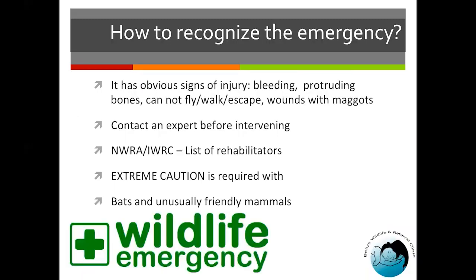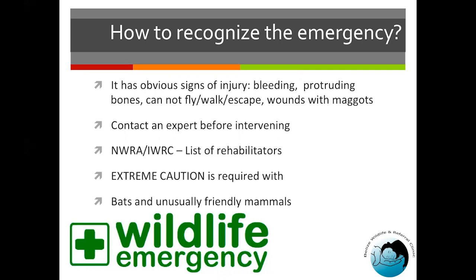So how do we recognize the emergency? Again, summary: obvious signs of injury: bleeding, protruding bones, cannot fly, walk, or escape, wounds with maggots. Before intervening, contact an expert unless you have training and know this species. Check out the North American Wildlife Rehabilitation Association and the International Wildlife Rehabilitators Council, and check the list of rehabilitators for your area and or the species that you see.